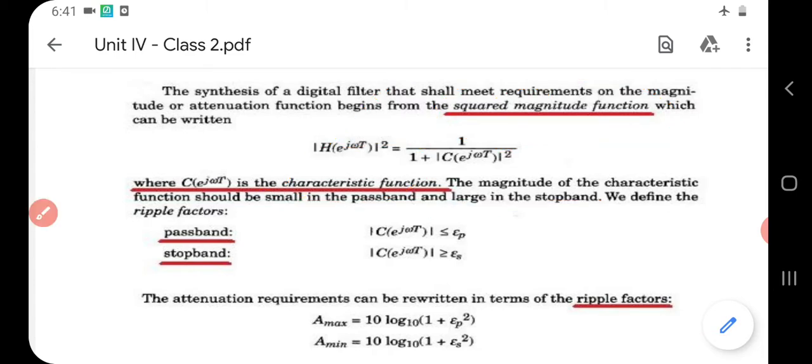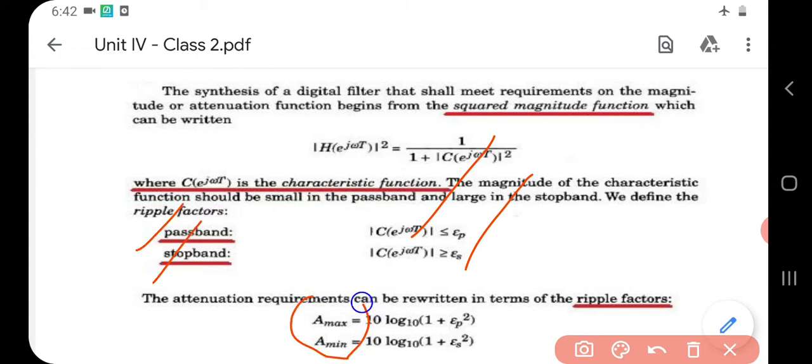That is one criterion. So we define some ripple factors. The ripple factor in the pass band and the ripple factor in the stop band are given like this. Then the attenuation requirements can be rewritten in the form of ripple factors. Now we are writing the attenuation constants, that is maximum and minimum, in terms of these ripple factors.